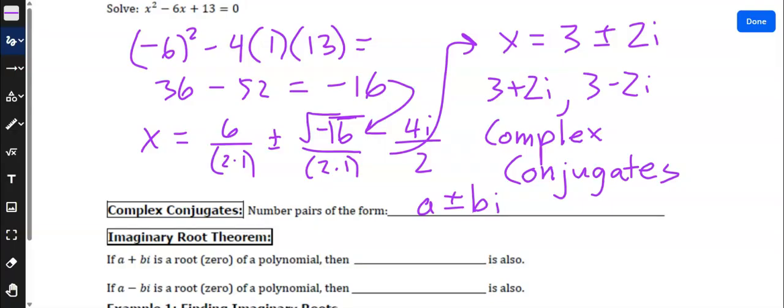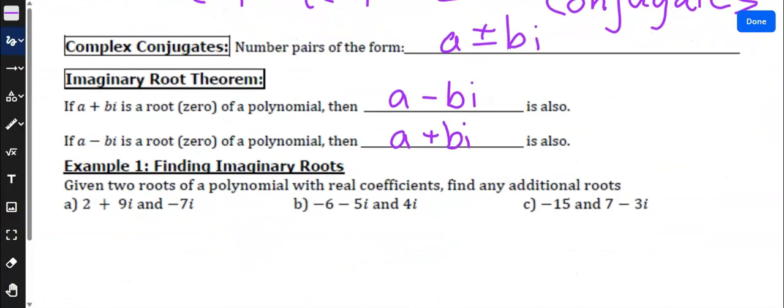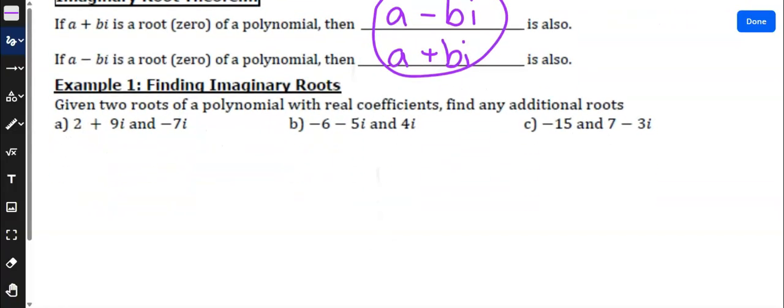Okay? So what is the imaginary root theorem? If a plus bi is a solution, then you automatically know that a minus bi is a solution. Also, if a minus bi is a solution, or a root, or 0, why are they calling it a 0? Well, it's a 0 in the sense that it causes the equation to be 0, but it's not an x-intercept, so don't get that confused, because it doesn't show up on the x-axis. But if you know a minus bi, you also know a plus bi. Okay, so that's the whole idea. These things come in pairs, just like the irrational ones that we looked at.